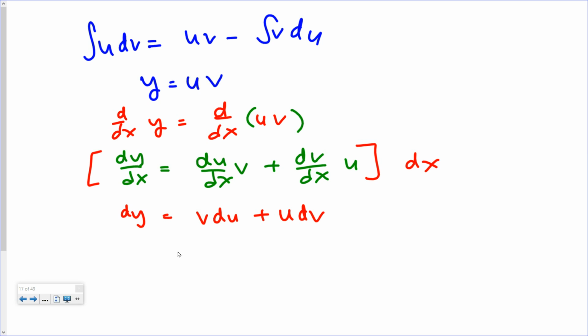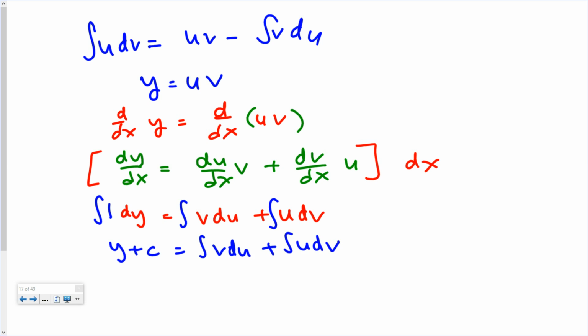All right. And then the next thing I'm going to do is integrate both sides. And the integral of dy, okay, actually this is 1. So the integral of 1 with respect to y is actually just y. Okay, so on the left side I have y plus c is equal to the integral of v du plus the integral of u dv.